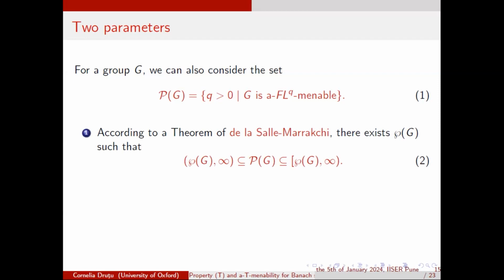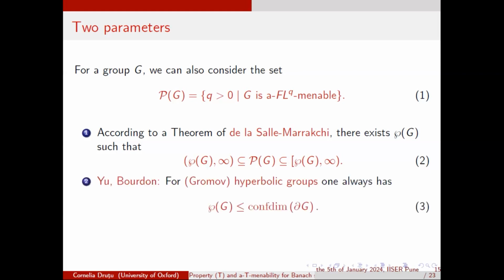The important bit is that here too there is another interesting parameter appearing, the infimum of this interval, measuring sort of the strength of the a-T-menability of such a group. And by the result mentioned before of Yu and Bourdon, for hyperbolic groups, we do know that this parameter is at most the conformal dimension of the boundary. So now we have two parameters, one measuring the strength of the fixed point property and the other one measuring the strength of the a-T-menability.